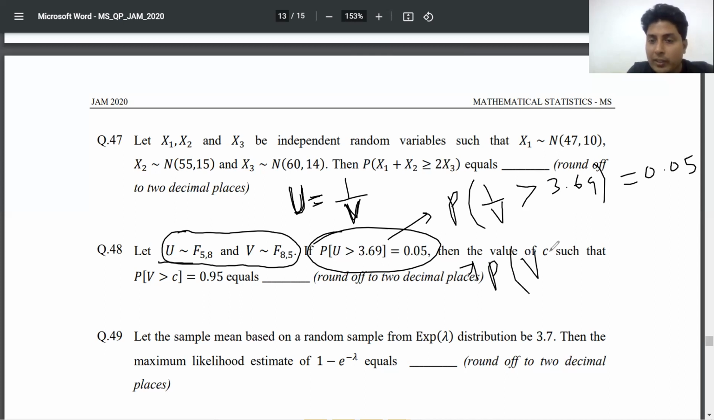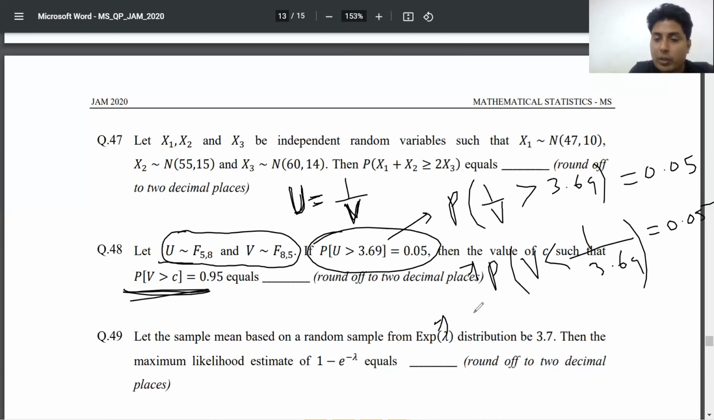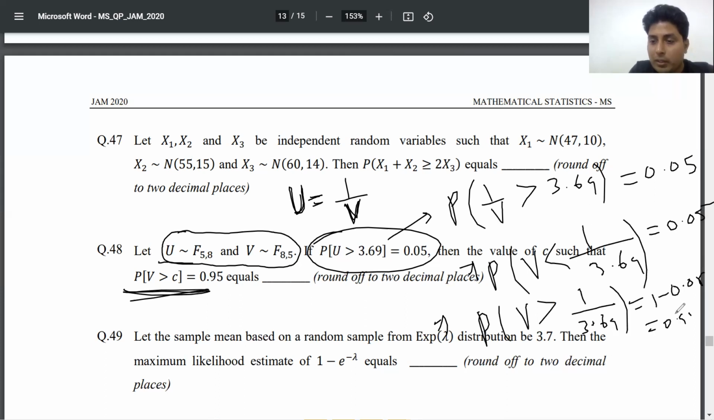So U, you replace by 1 upon V, that is more than 3.69, and this is equal to 0.05. So from here what will you get? Do the reciprocal inside the bracket. So V will be less than, after the reciprocal, 1 upon 3.69, and that is 0.05. So inside the bracket I did. But we need V more than C, so I can do 1 minus. So probability V more than 1 by 3.69 is equal to 1 minus 0.05, that is 0.95, right? And here it gives you probability V more than C is 0.95. So what is C? C you get 1 upon 3.69.